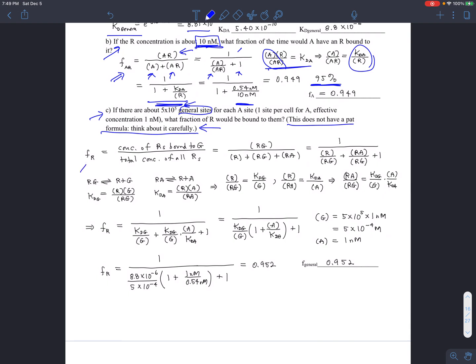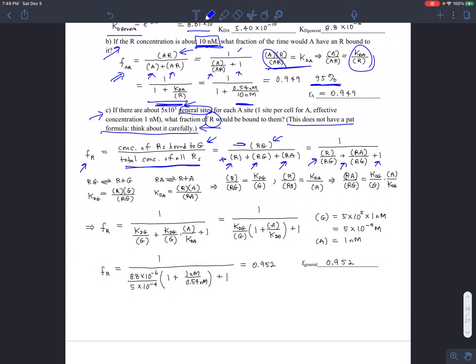So what is this fraction that we want? We want the fraction of R that's bound to all these weak sites. That means we want the concentration of R's that are bound to G, that's Rg, divided by the total concentration of all the R's, that's the amount of free R plus the amount that's on G plus the amount that's on A. G is general here, right? And so dividing through by Rg on the top and on the bottom, that's 1 over R over Rg plus Ra over Rg plus 1.